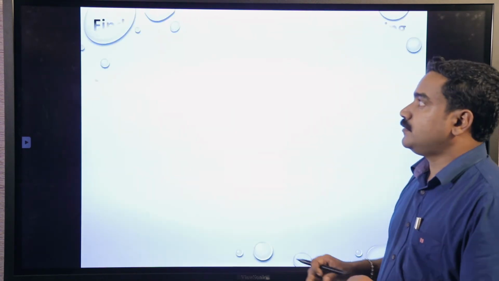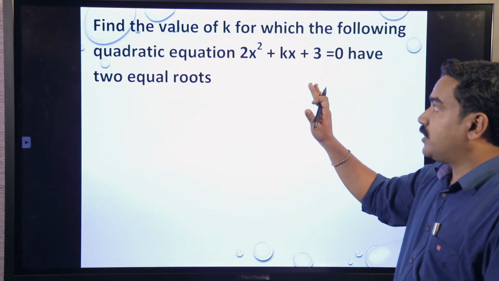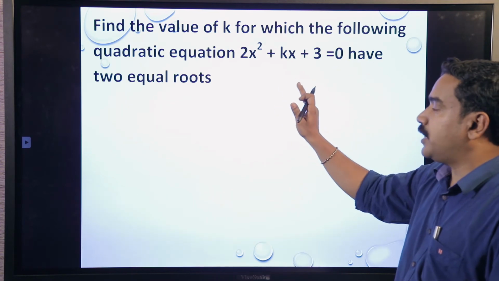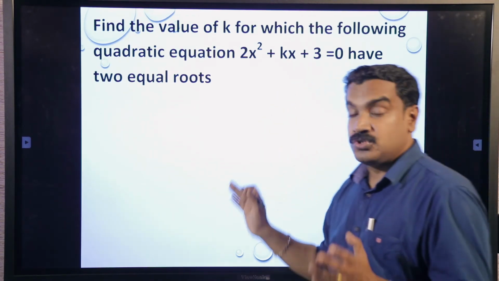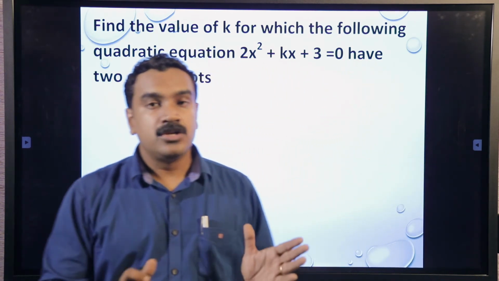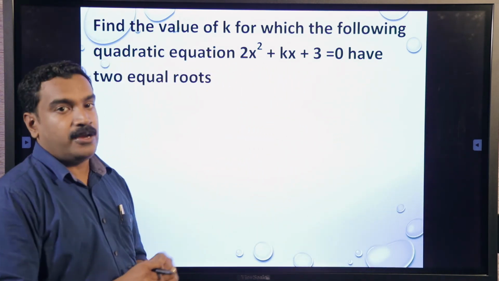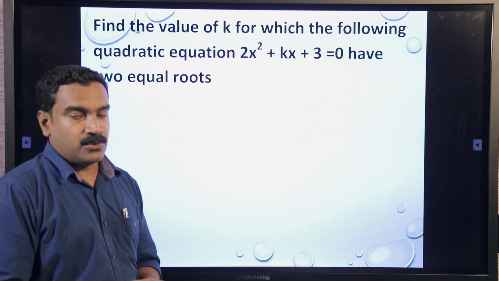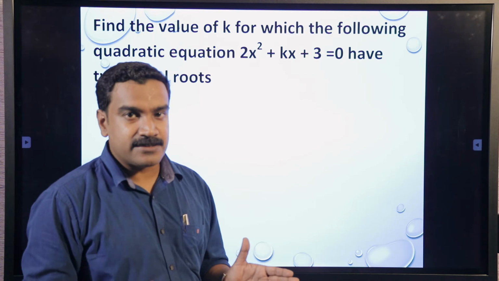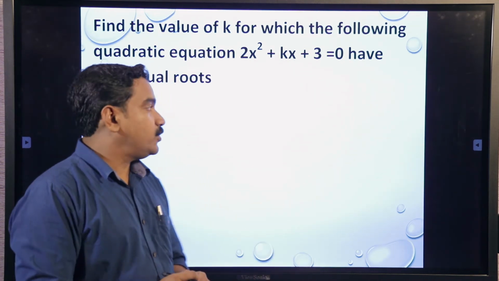Look at the next one. Find the value of k for which the following quadratic equation 2x square plus kx plus 3 equals 0 has two equal roots. Already they are saying two equal roots, and we want to find the value of k. When will we get two equal roots? When the discriminant equals 0. When D equals 0, or b square minus 4ac equals 0, you will get two equal roots.